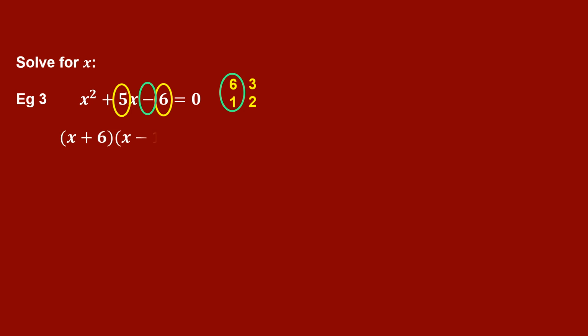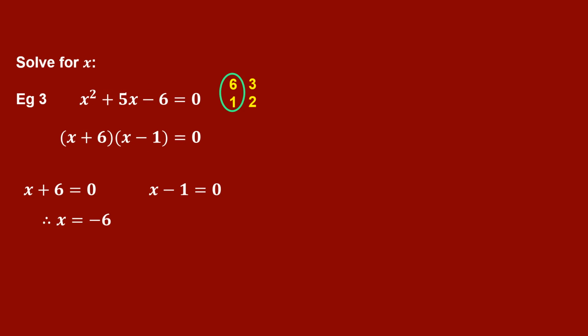So my brackets will be x and 6 and x and 1. Now, how do we decide? That sign is negative, so the signs will be different, and that sign will go to the bigger number. So x plus 6 and x minus 1 is equal to 0. The only way this equation can work is if either bracket is equal to 0. So either x plus 6 is 0 or x minus 1 is 0. It is not necessary to write this step. If you want to go straight to the next step, you may. And we get final answers of x is minus 6 and x is 1.